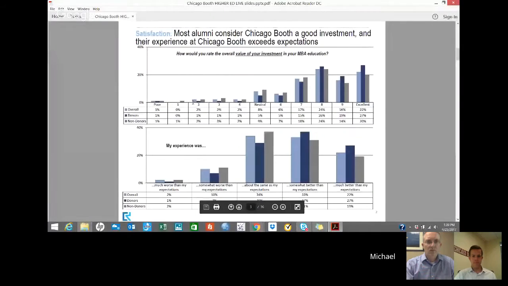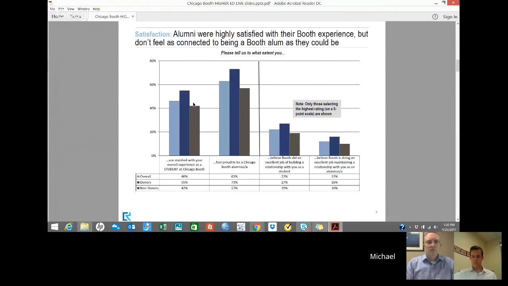So following up on the fact that alumni say that the investment in their MBA is very high and they were satisfied, we then asked a couple of additional questions. And we find that while they're satisfied with their overall experience as a student, they also feel proud to be a Chicago Booth alumni.